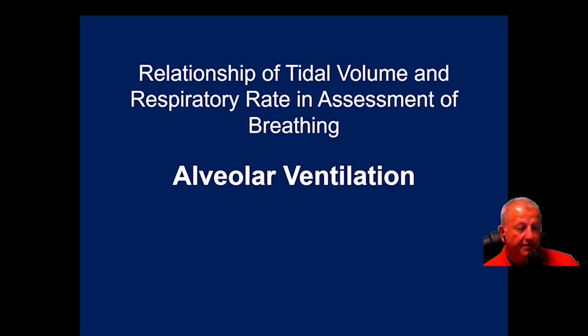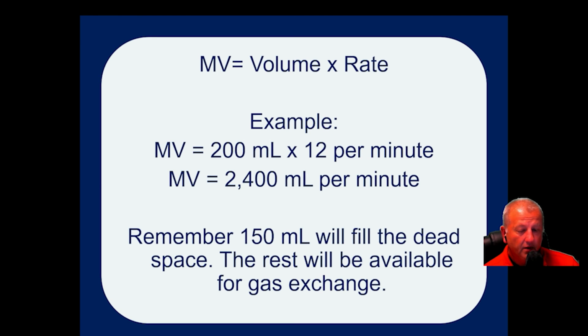Alveolar ventilation. So this is going to be the amount of air that reaches the alveoli. So minute volume equals volume times rate. So here's an example. Minute volume, 200 milliliters of tidal volume multiplied by 12 breaths per minute. Now I said 500 milliliters is a normal tidal volume. So we're way less than 500 here. Minute volume in this case will be 2,400 milliliters per minute.